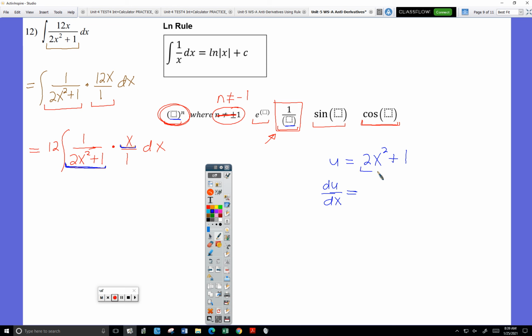The derivative of 2x squared plus 1 is simply 4x. Questions?